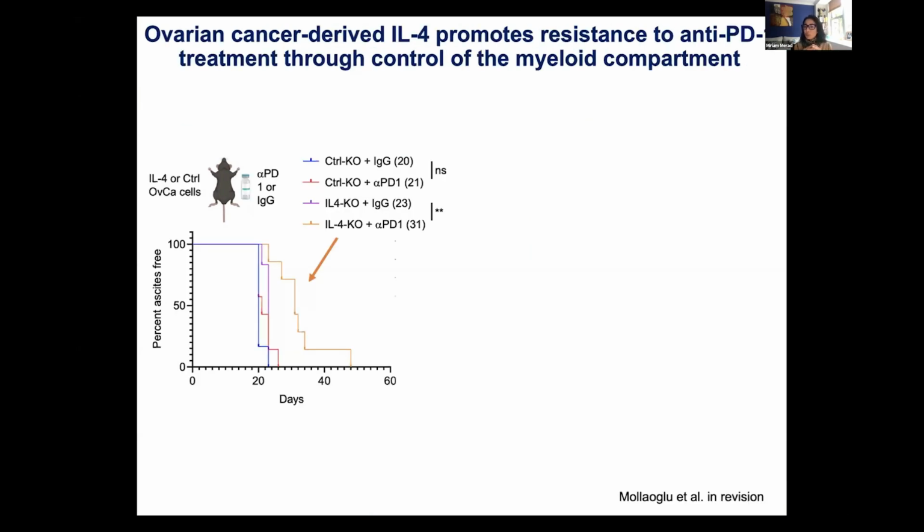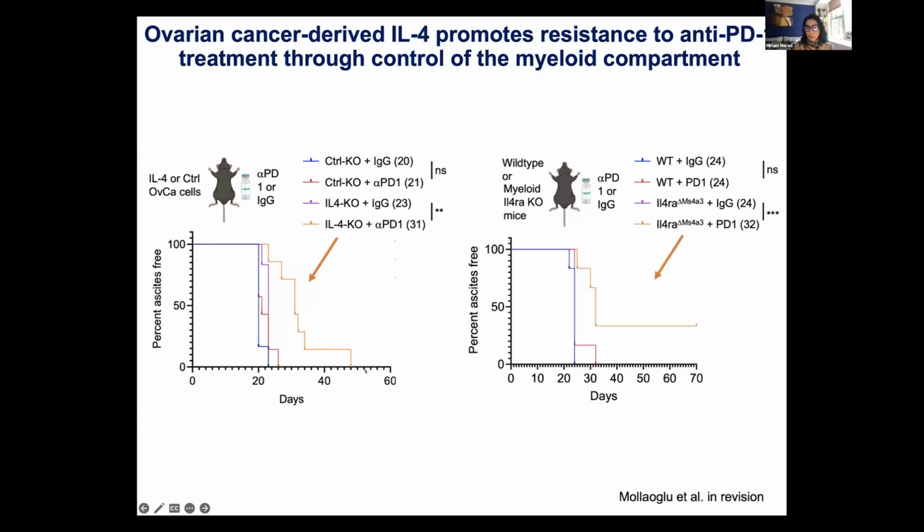So then he made a tumor line that is now a single knockout, where he removed IL-4, right? Only a single knockout, no other CRISPR, and then asked whether this in fact changed tumor progression. Here, the tumor doesn't have IL-4, he treated with PD-1, and he sees that he improved tumor progression. Here, he removed the receptor from the myeloid compartment, exactly like we did earlier in our lung cancer lesions, and then introduced his ovarian cancer line and treated mice with PD-1 blockade.